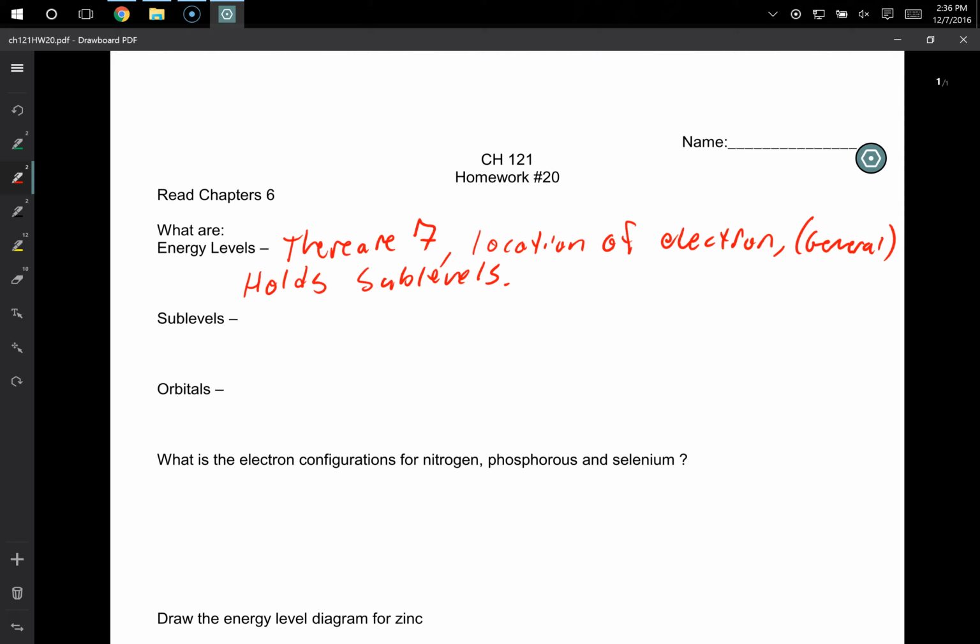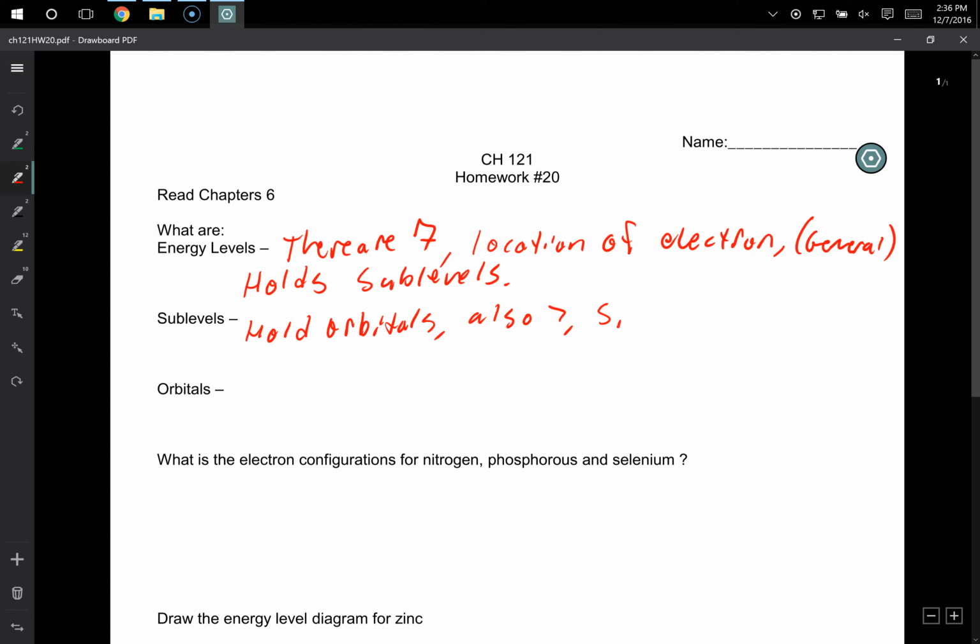So what about the sublevels? The sublevels hold orbitals. We should probably go along with there were 7 energy levels. What about the sublevels? Also 7. What are they? H and I.